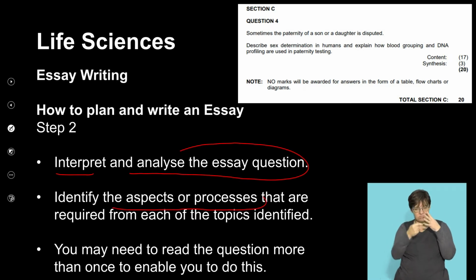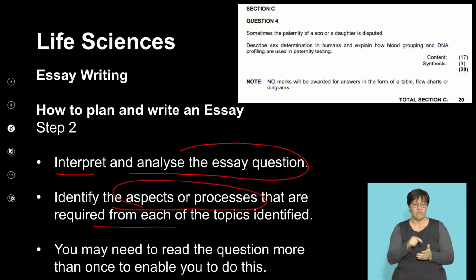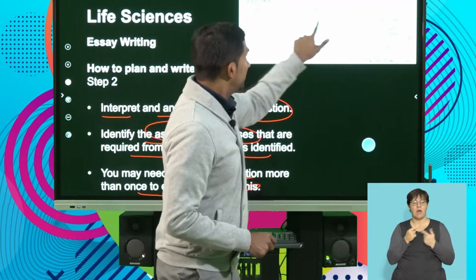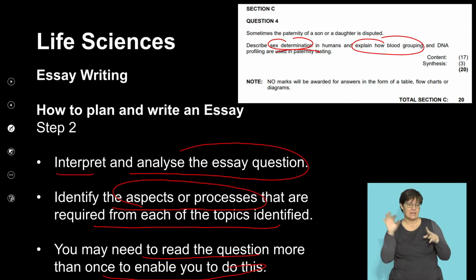Identify the aspects of the process required for each topic, and we identified 3 aspects. You may need to read the question once more to enable you to do this. And as I mentioned, if you read this the second time, it helps you to be able to be clear in your thinking around what specifically is required on this topic.